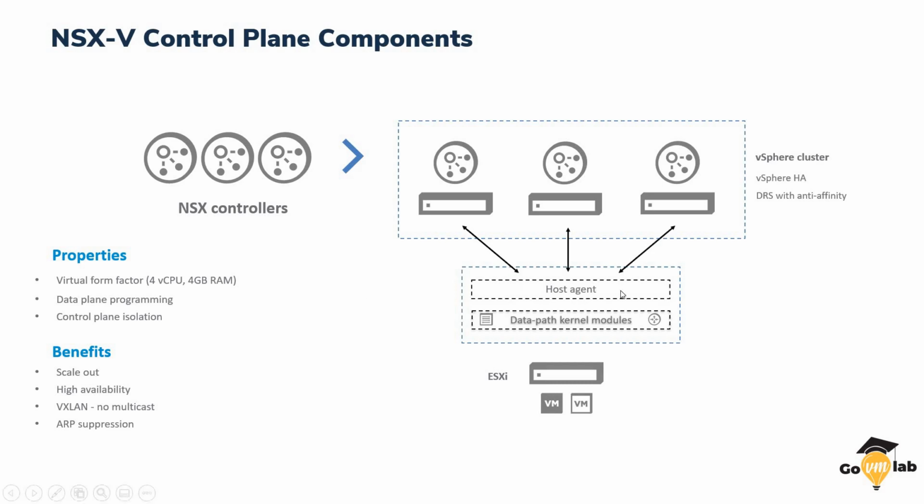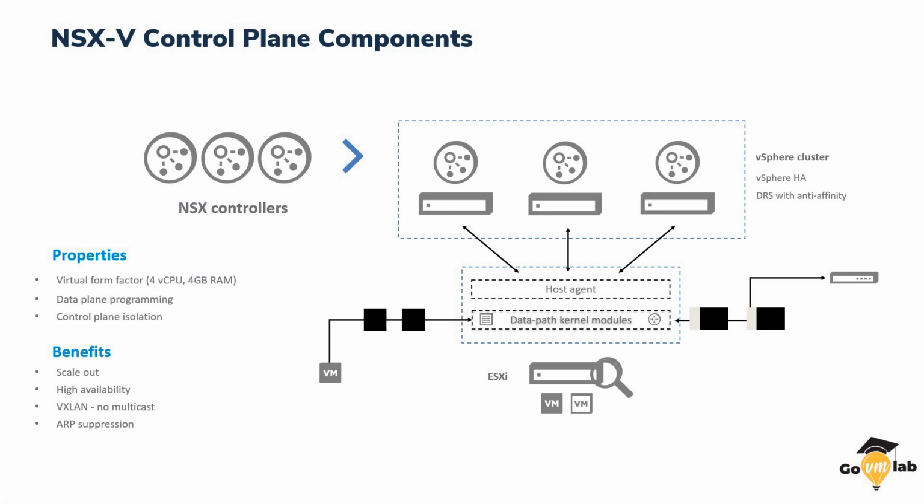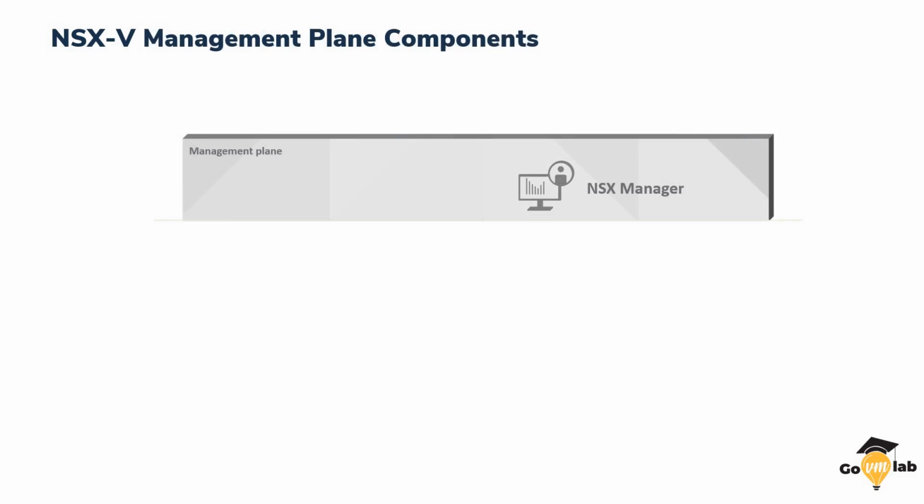Now as you could see in this particular diagram, you have an ESXi host, and these ESXi hosts are connected with your controllers. Whenever any VM sends a packet, once that packet gets into your ESXi host, these kernel modules do some magic and then add an additional header called the VXLAN header. So once the packet goes out of your ESXi host, it has its VXLAN header, and that VXLAN header is responsible for giving you overlay networking. So that's what your control plane is all about.